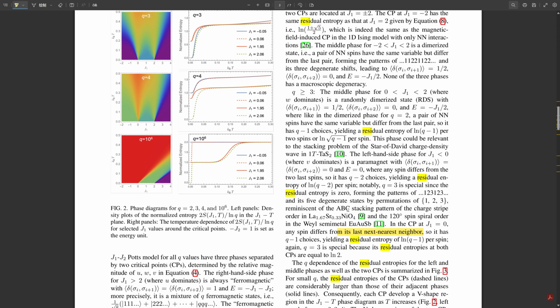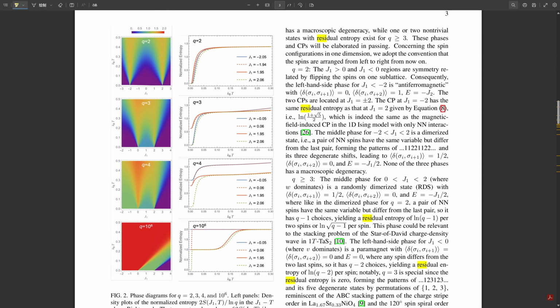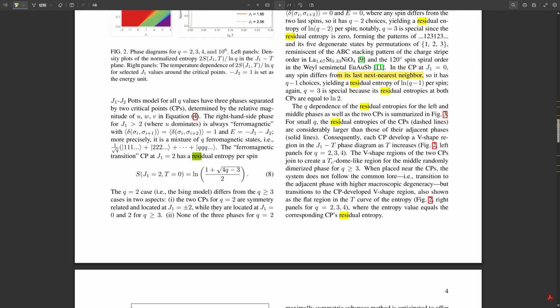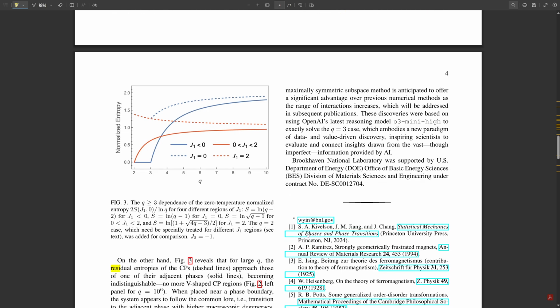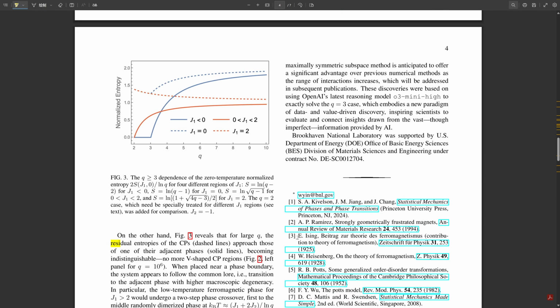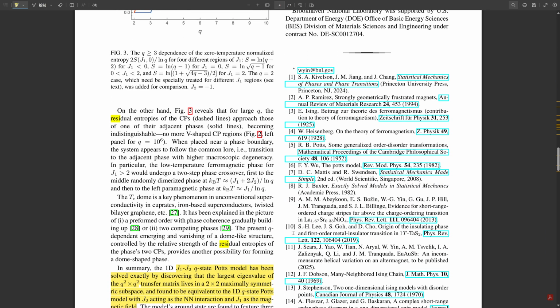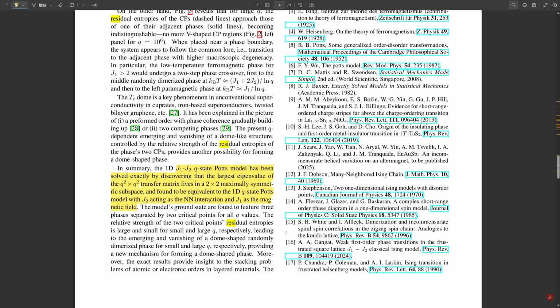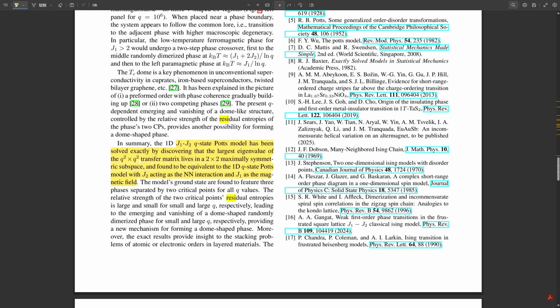Now let's turn to a truly surprising aspect of this research, the role played by artificial intelligence. It seems AI actually contributed to this significant scientific discovery. Indeed, and this was quite unexpected. The researchers explicitly acknowledged the use of OpenAI's O3 mini-high reasoning model in their work. Initially, they employed this AI to tackle the specific case of the J1, J2 POTS model with Q equals 3. Just Q equal 3? Just Q equal 3.